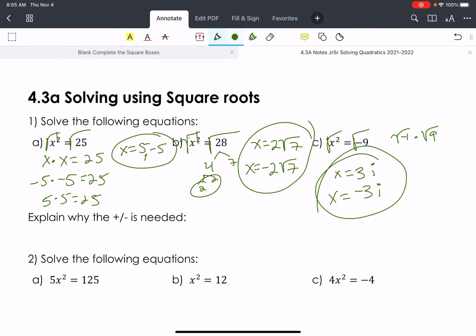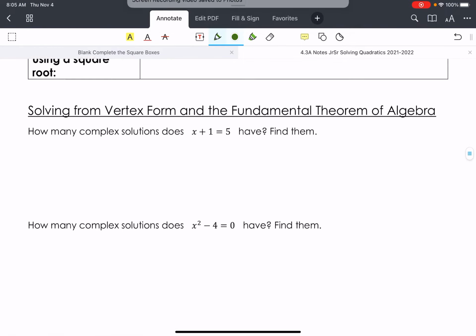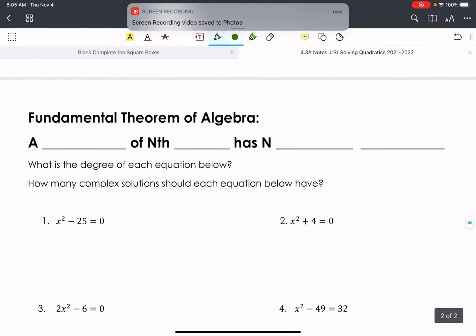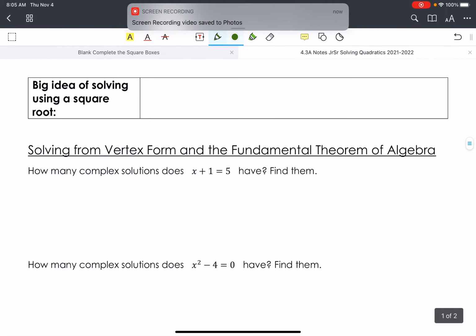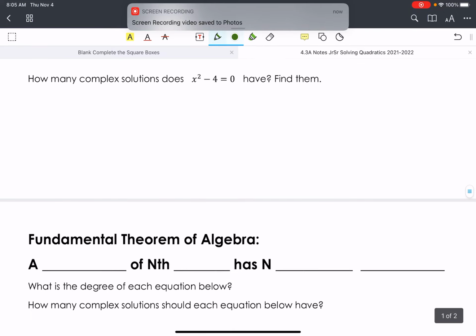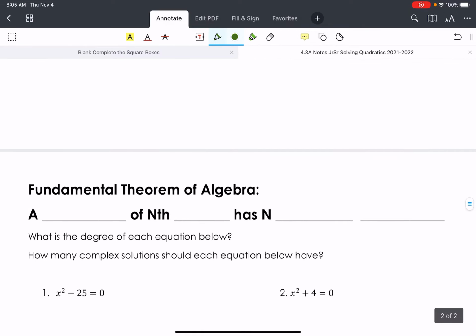Okay, I want you to jump ahead a little bit. We're going to come back. And I want you to look at, where does it say? The second page really quick. It's called the Fundamental Theorem of Algebra. Very fancy looking, okay?